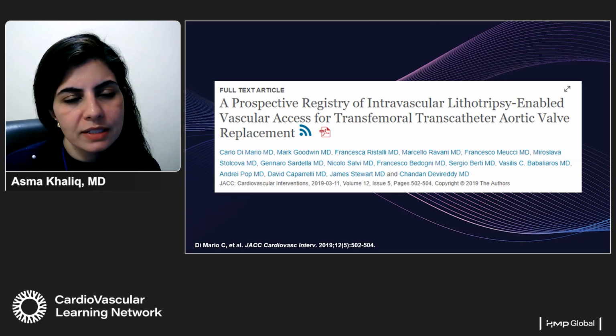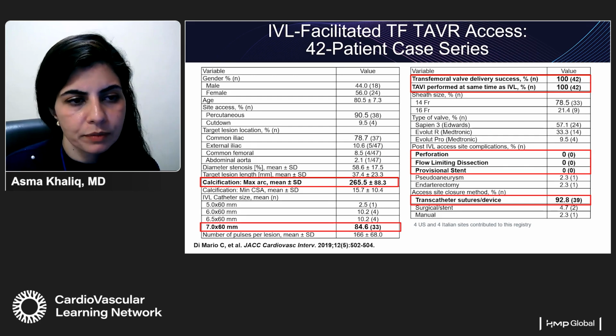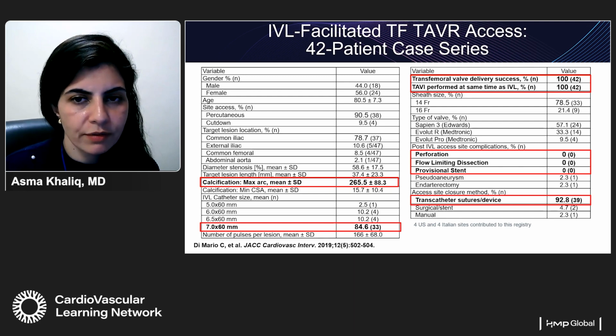Now, this is actually a very interesting paper by Dr. DeMario's group that looks at prospective registry data of specifically IVL-facilitated TAVR, and essentially had an equal number of males and females in the study. As you can see, all of them had pretty significant iliofemoral disease and pretty significantly calcified vessels, about a 260-degree arc of calcium. And in 84% of those in the study, they used a 7 millimeter balloon.